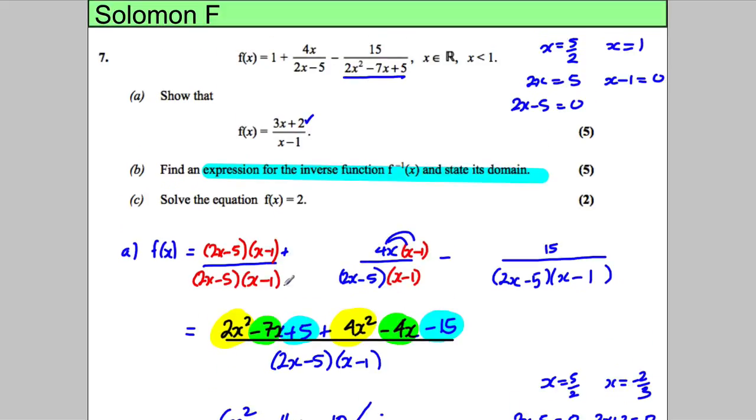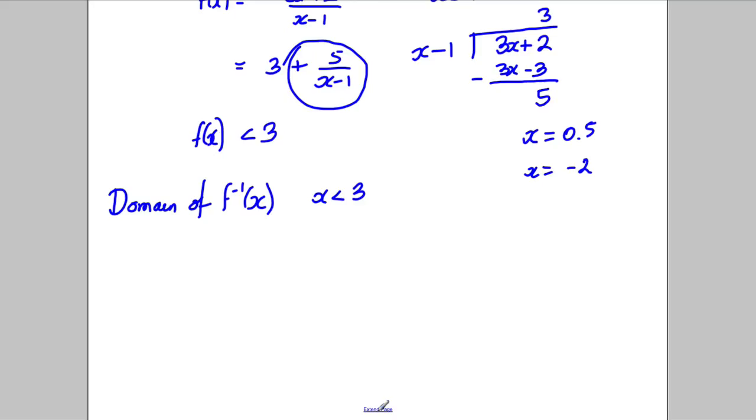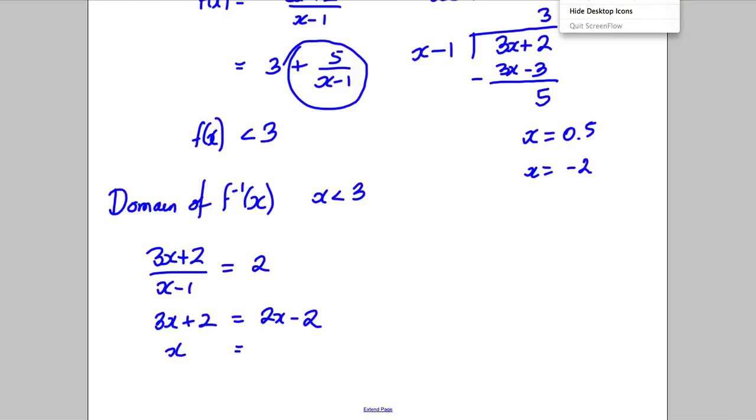Okay, going up here, solve the equation f of x is equal to 2. So the original equation f of x is 2. That's very, very straightforward. So all we're going to solve is 3x add 2 over x take away 1 is equal to 2. Multiply by x subtract 1: 3x add 2 is going to equal 2x subtract 2. Take away 2x off both sides, and we're going to take away 2 off both sides as well. So x is clearly going to be equal to 4, and we're done.